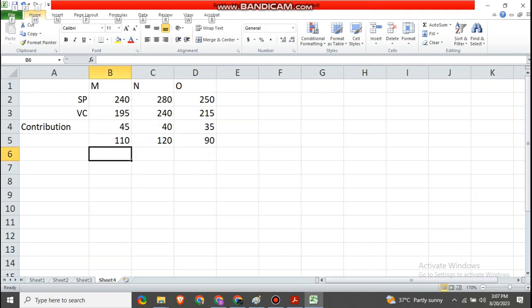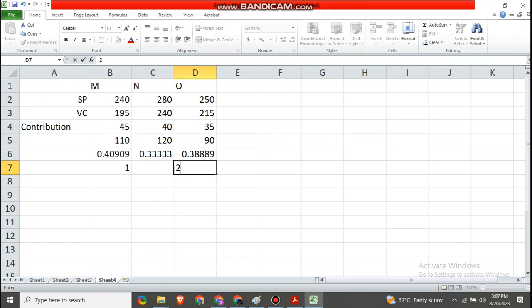Now my contribution for each of these products is given. So contribution divided by total material cost, each dollar is contributing 0.40, and similarly for others these are the numbers. So it is clear that M is contributing the most, so this is number 1. O is contributing second highest, so this is number 2, and N is contributing less, so this is number 3. So this is our sequence.